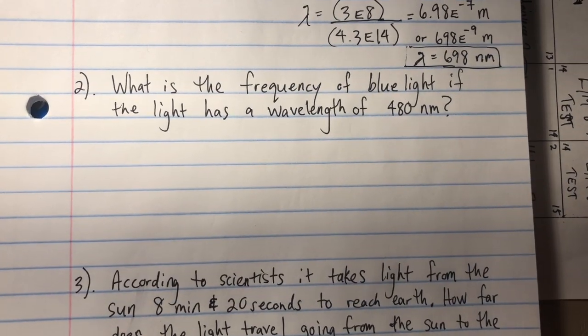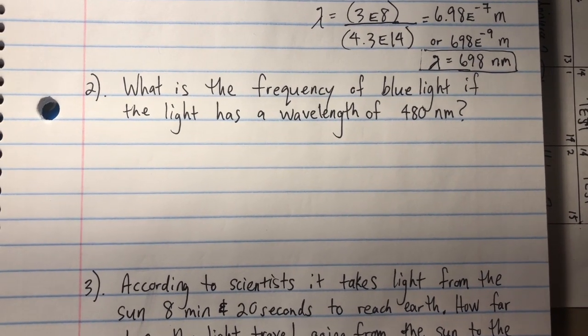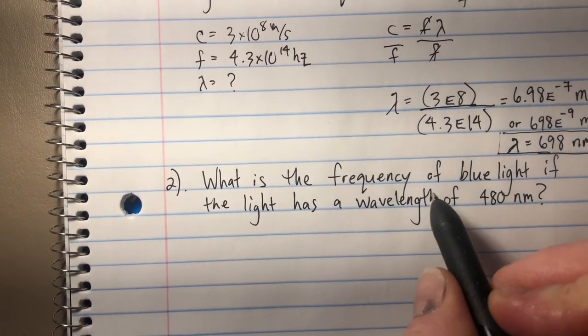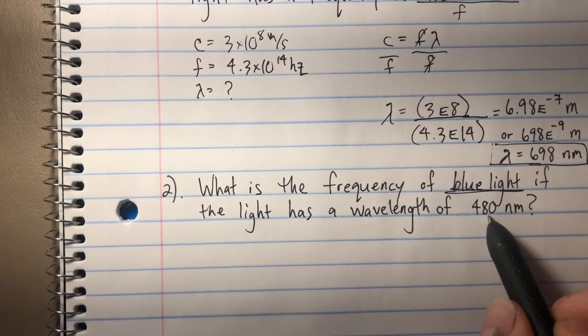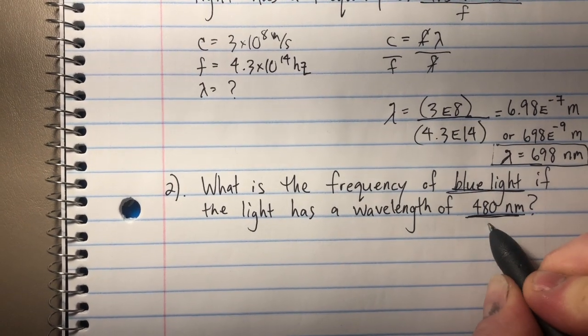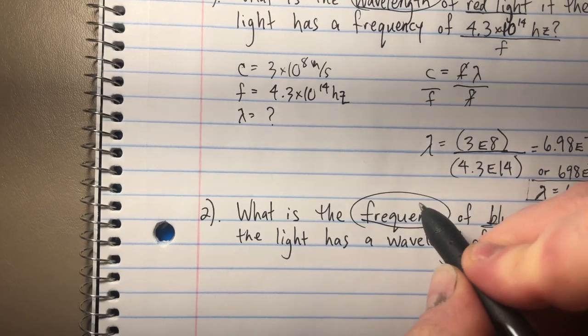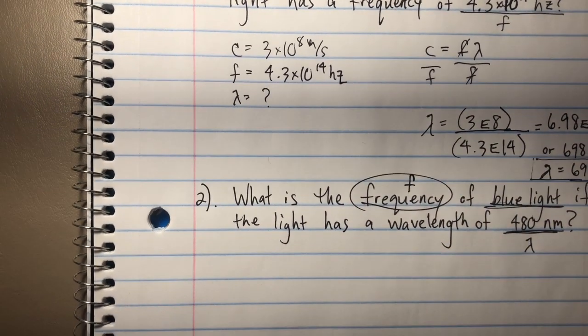All right, here's the next question. It says, what is the frequency of blue light if the light has a wavelength of 480 nanometers? So blue light, I'm going to underline that. I'm going to underline this right here, and that's wavelength. And I'm going to circle this because that's what they're trying to get us to find, and that's the frequency.